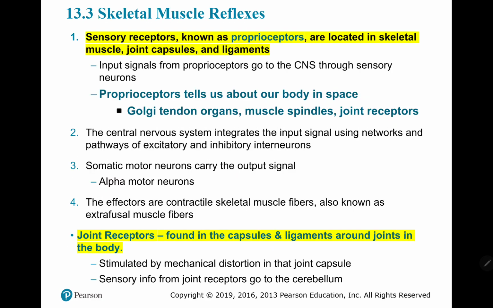Now, sensory receptors are known as proprioceptors. They're going to be located in skeletal muscle, joint capsules, and ligaments. And so the input signals from these proprioceptors are going to go to the central nervous system through sensory neurons. And these proprioceptors are going to tell us about our body in space.